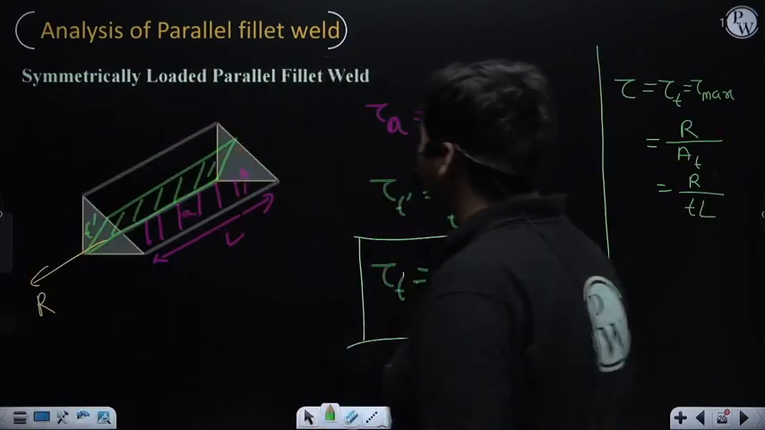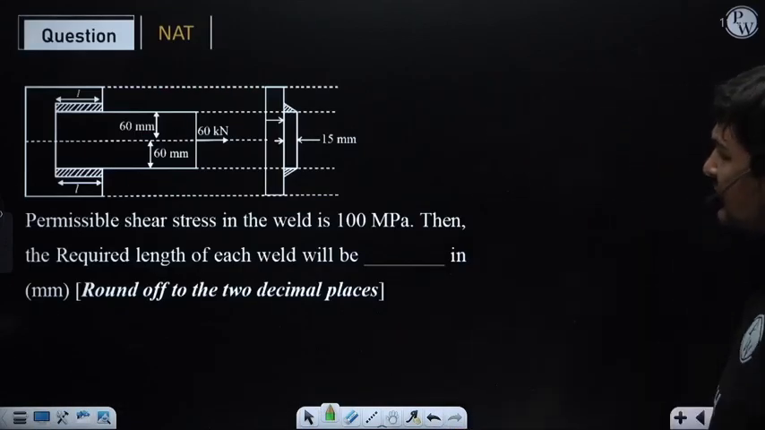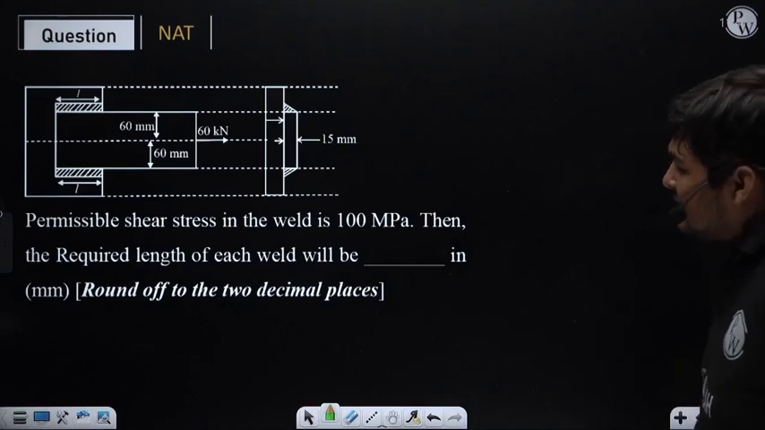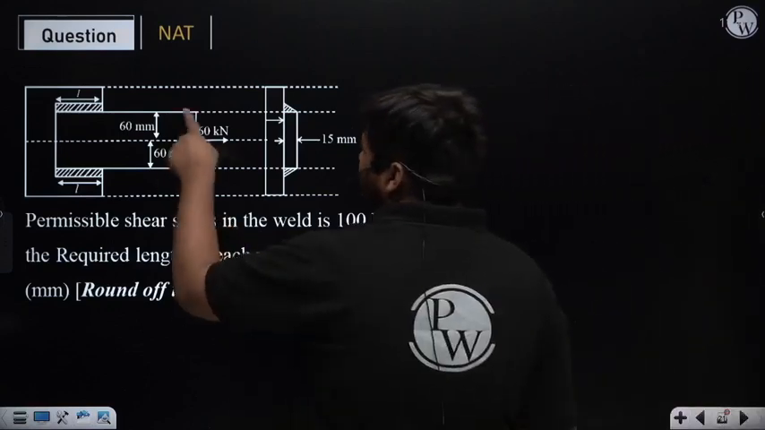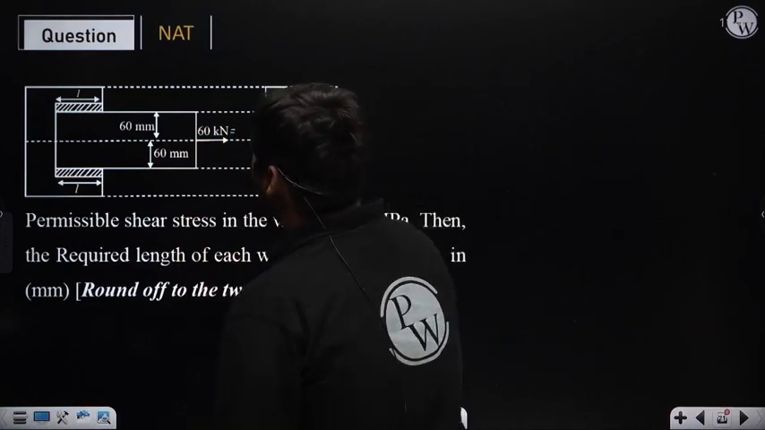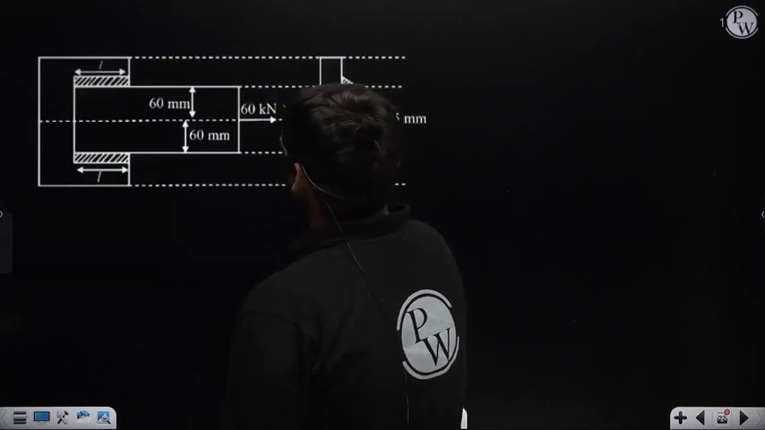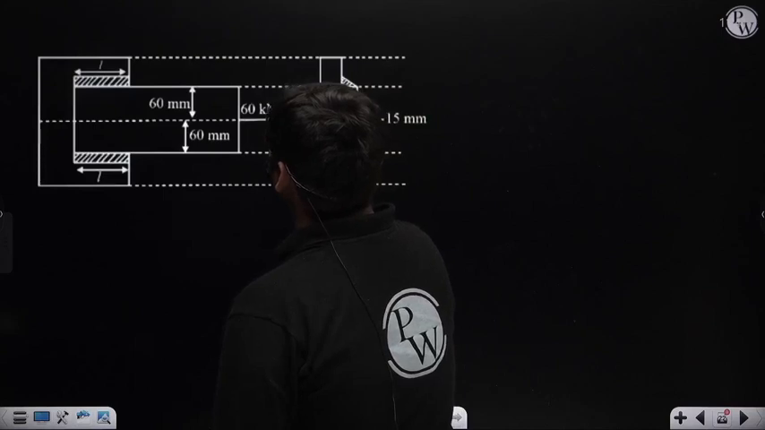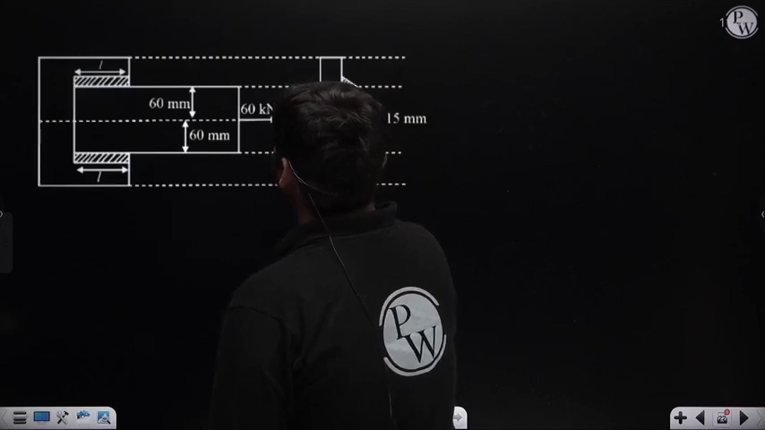Based on this I am discussing one question. This welded component is subjected to an axial load P of 60 kilonewton. Suppose I am denoting this load as P, and it is 60 kilonewton. In Newton it will be 60,000 Newton.